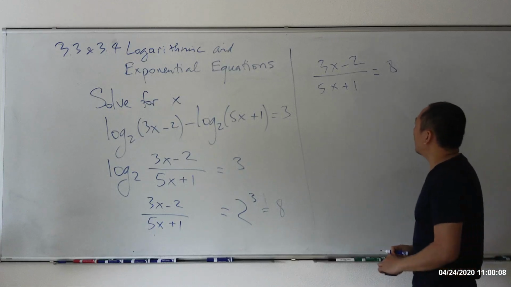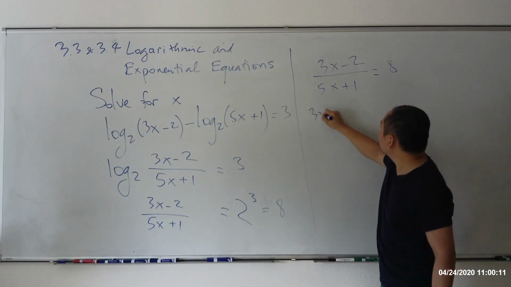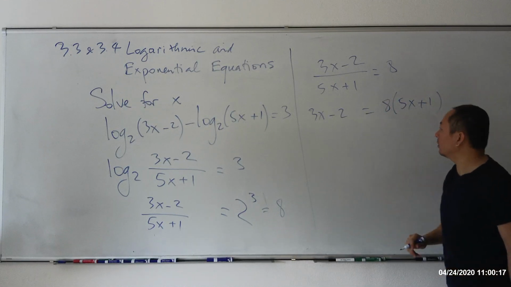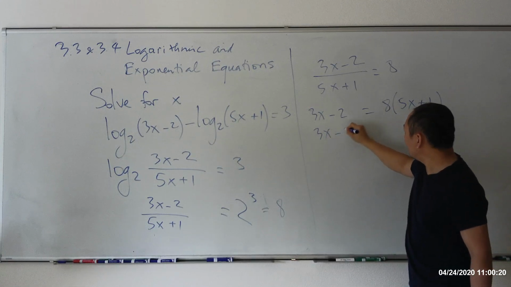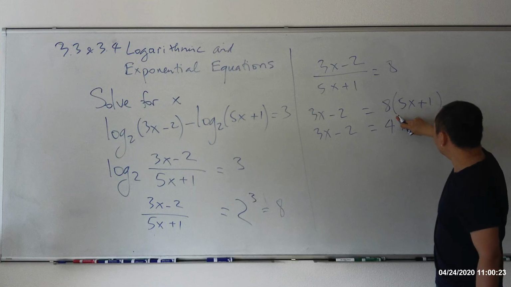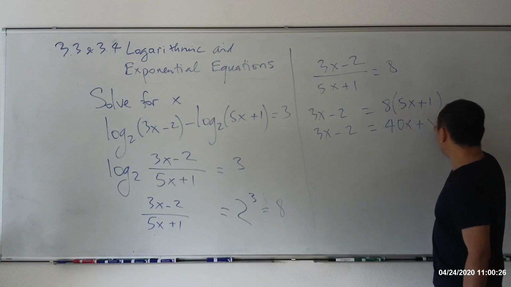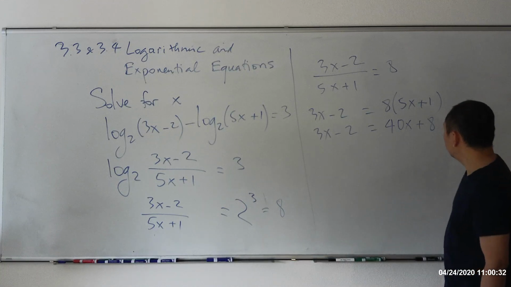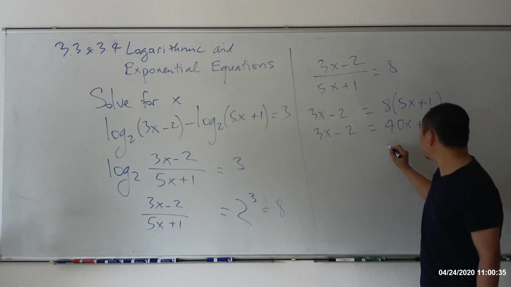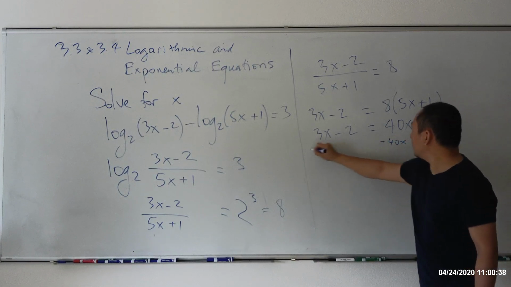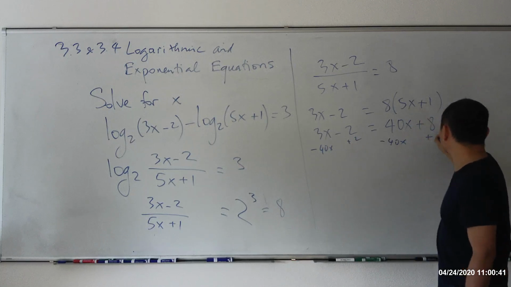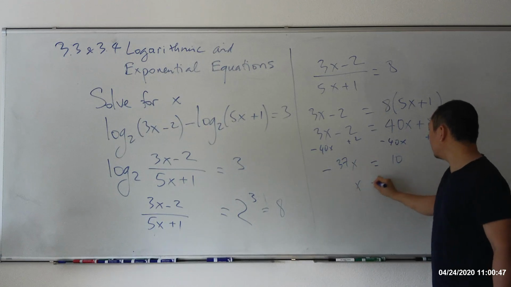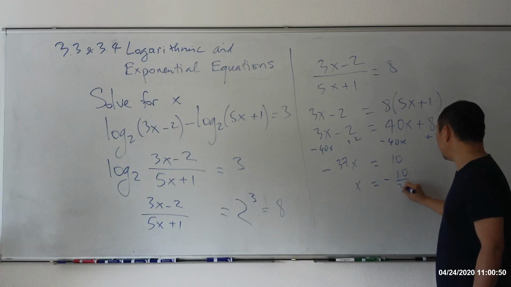Solve for this. Multiply both sides by 5x plus 1. We got 3x minus 2 equal to 8 times 5x plus 1. Multiply them all out and combine the like terms. 3x minus 2 equal to 40x plus 8, since 8 times 5 is 40x. Let's combine the like terms. Subtract the 40x on both sides, and add 2 on both sides. We have negative 37x equal to 10. So x equals negative 10 over 37.